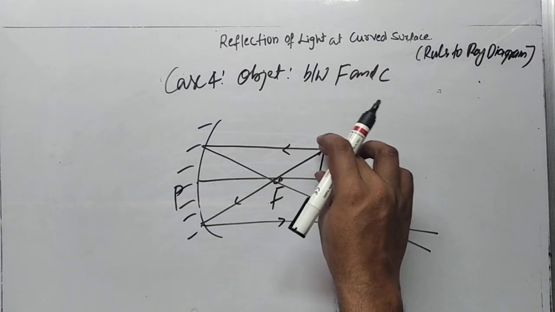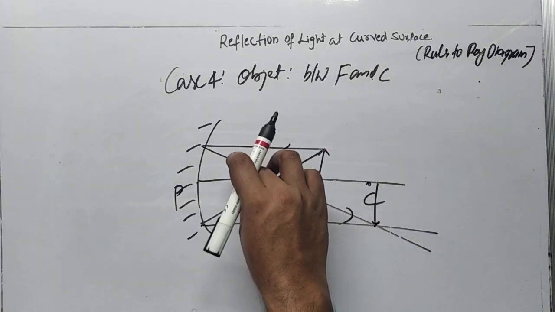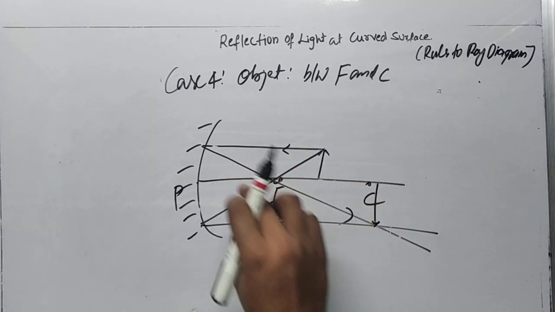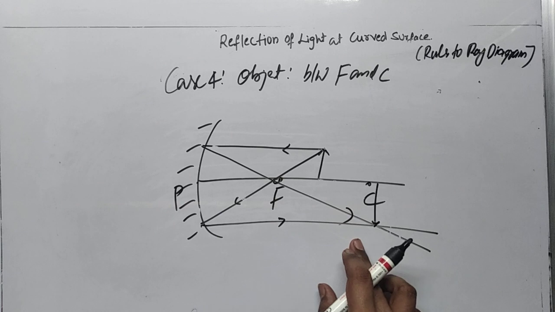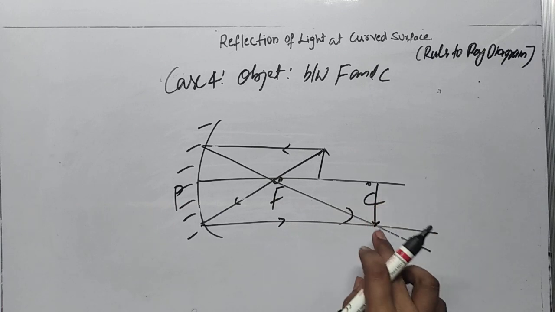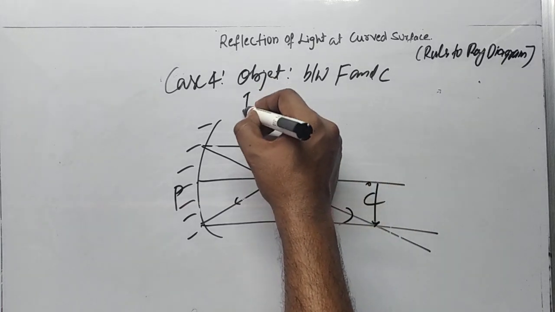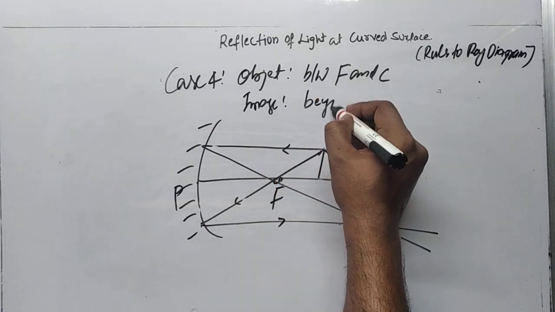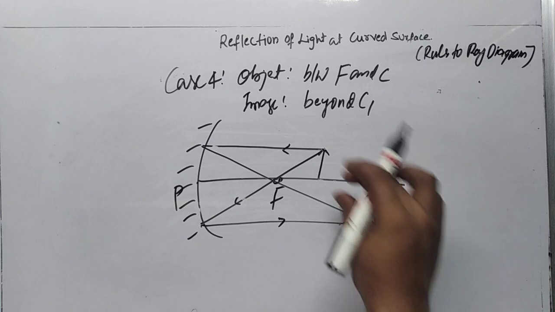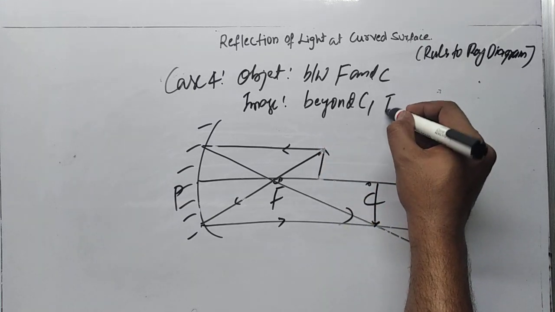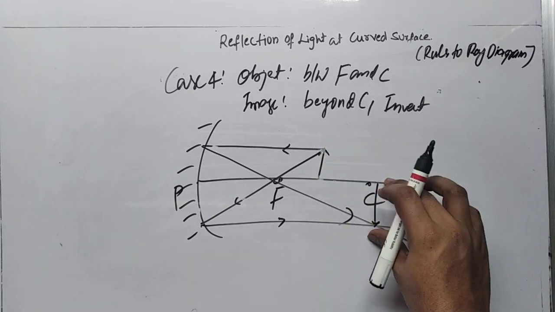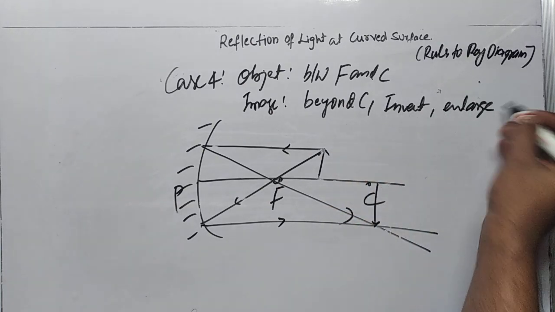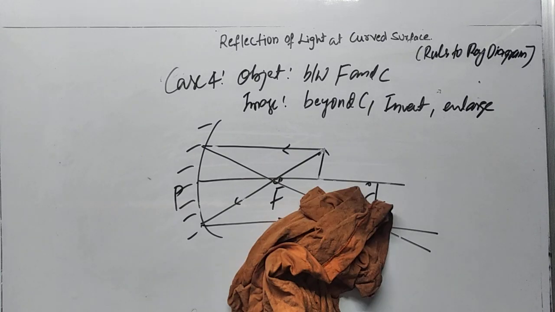First thing, you have to take a ray parallel to the principal axis. It will reflect through the focus. Second, you take a ray passing through the focus. It will become parallel to the principal axis. Both will intersect beyond the C. So what is the position of the image? Image is formed beyond the C. It is bigger. So the image will be inverted. Whenever it is bigger, we have to write enlarged. Okay, this is case 4.